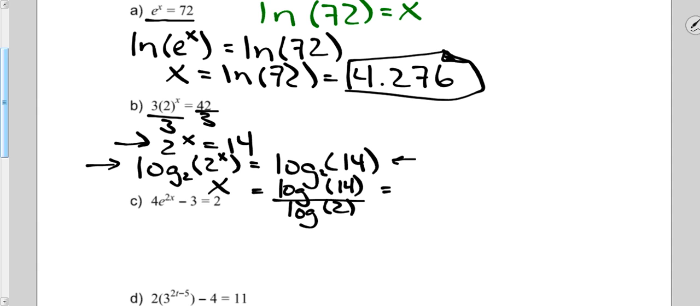Three. 3.8 exactly? 3.807354922. We'll do that. Now, here's what I want you to do. Take 2 to the 3.80735 power and multiply it by 3 and see what you get. Two to that power, and then multiply by 3. So we're plugging x back in. What do you get?